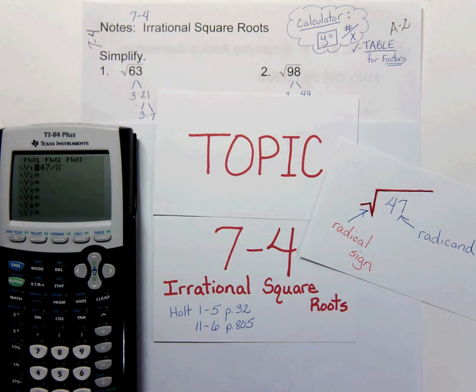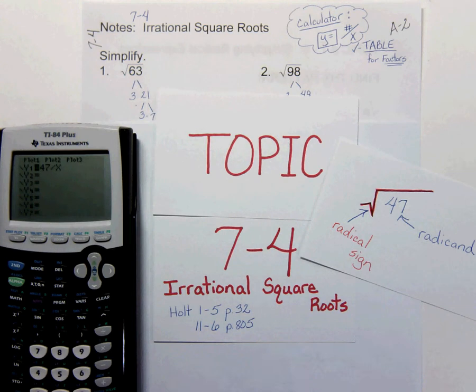Topic 7-4, irrational square roots. This can be referenced in our Holt textbook on Chapter 1, Section 5 on page 32. And actually on page 34, there's a good chart about irrational numbers versus rational numbers, including what integers and whole numbers and all of the different numbers that we deal with under the heading of real numbers.